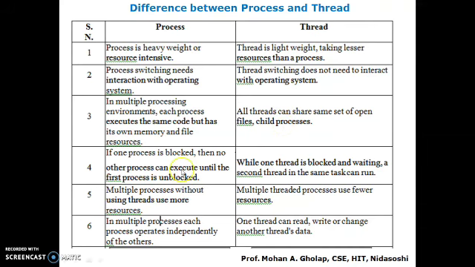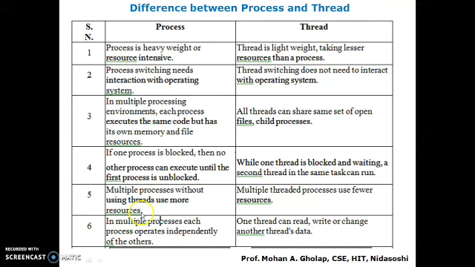The fourth difference is that if one process is blocked, then no other process can execute until the first process is unblocked. We know that whenever a particular process is blocked, other processes will also be blocked, not allowed to execute. But this is not the case in threads. When one thread is blocked and waiting, another thread will continue its task. As a result, the response will continue to be received from the thread.